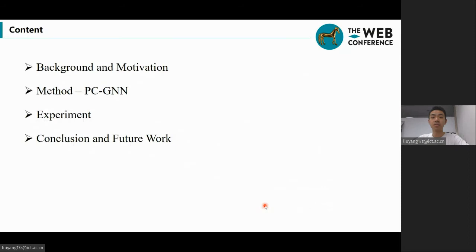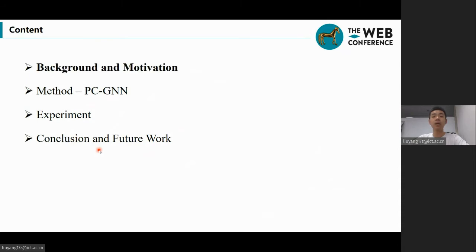The content of this talk could be listed as follows. First, I would like to introduce the background and the motivation of this work. Next, I will explain our framework named PCGNN to solve this problem. Then I will demonstrate the performance of PCGNN in the experiment section. Finally, this talk will be finished with the conclusion and the future work.